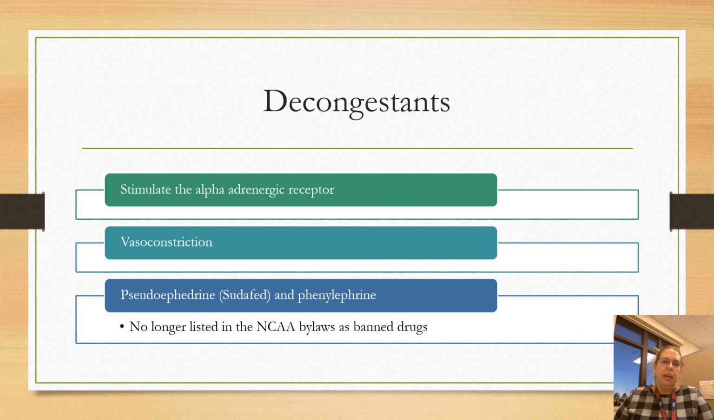Decongestants stimulate the alpha adrenergic receptor, which results in vasoconstriction, often used obviously with colds, sinus infections, those kinds of things. Important to note that pseudoephedrine and phenylephrine are no longer listed in the NCAA bylaws as banned drugs. Also keep in mind pseudoephedrine, with this vasoconstriction, can really drive up people's blood pressure.